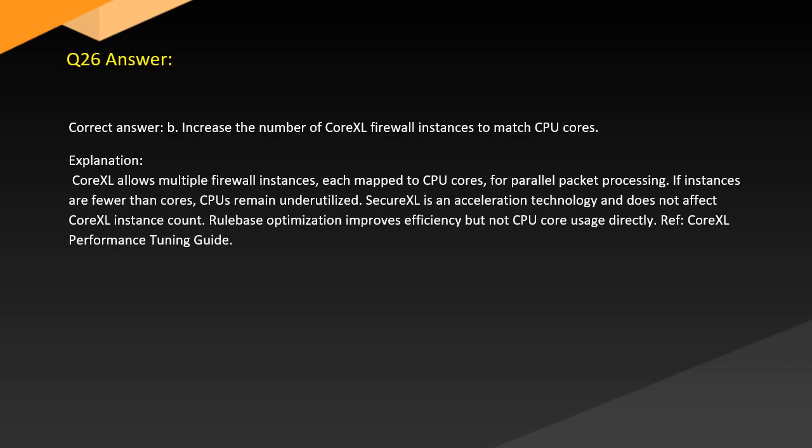Answer. Correct answer: B. Increase the number of CoreXL firewall instances to match CPU cores. Explanation. CoreXL allows multiple firewall instances, each mapped to CPU cores, for parallel packet processing. If instances are fewer than cores, CPUs remain underutilized.